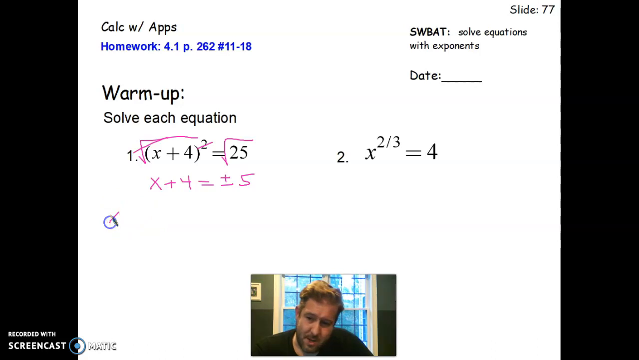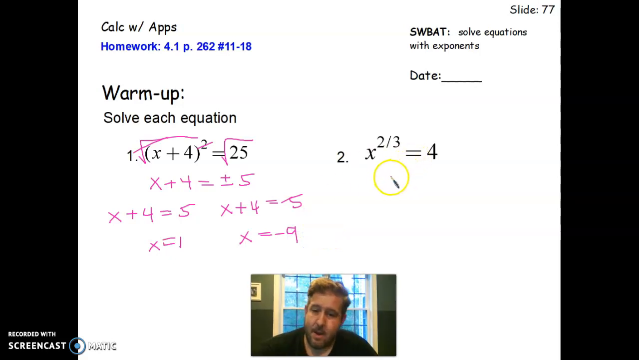So then what you would need to do is solve this twice. Solve it for 5, solve it for negative 5, and you're most likely going to get two different answers. When you subtract 4 from both sides, you get 1. And over here, when you subtract 4 from both sides, you get negative 9. Those are your two solutions, because it is quadratic. Remember, quadratics can have two solutions when they have two x-intercepts.